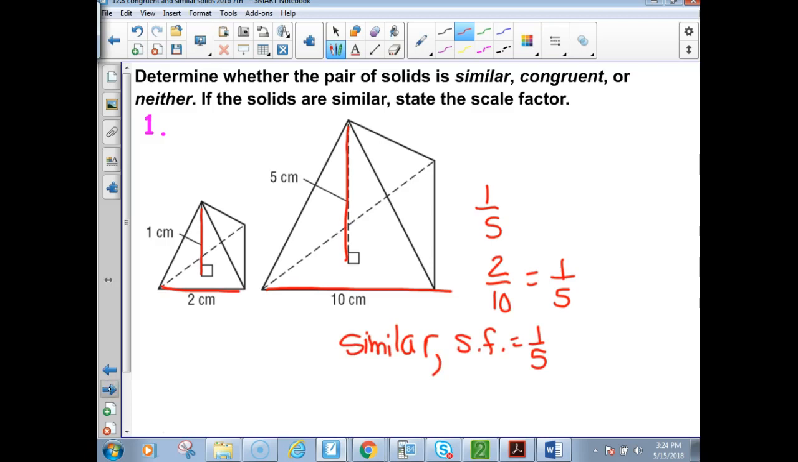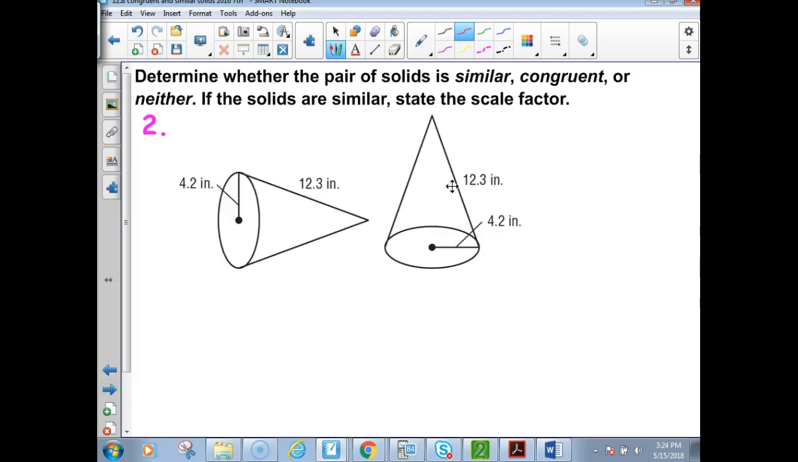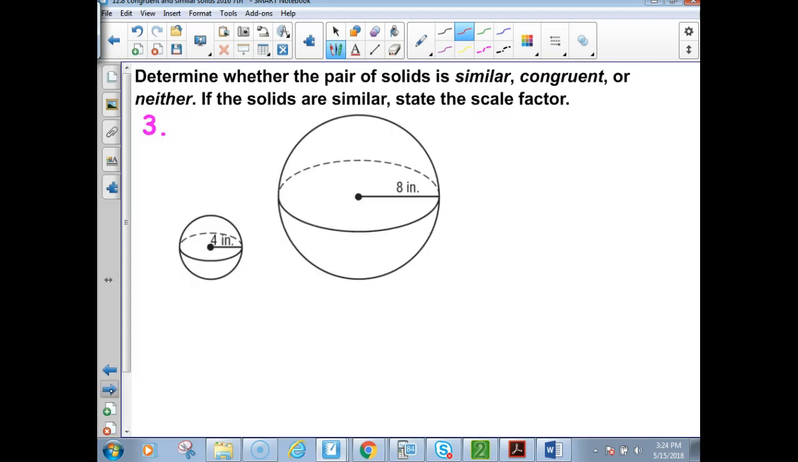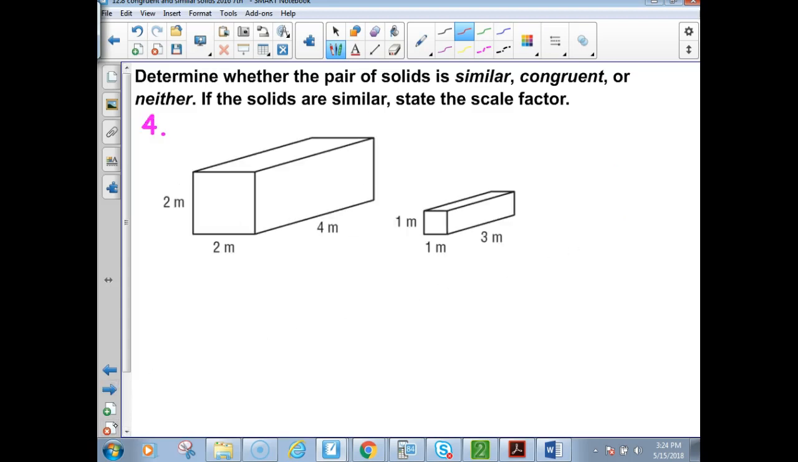Okay. Number 2. Well, what's the scale factor if they're both the same numbers? 4.2 over 4.2 is 1 to 1. You don't have that one, do you? I took that off. I made it shorter. You have this, don't you? 2 to 1. 2 to 1.